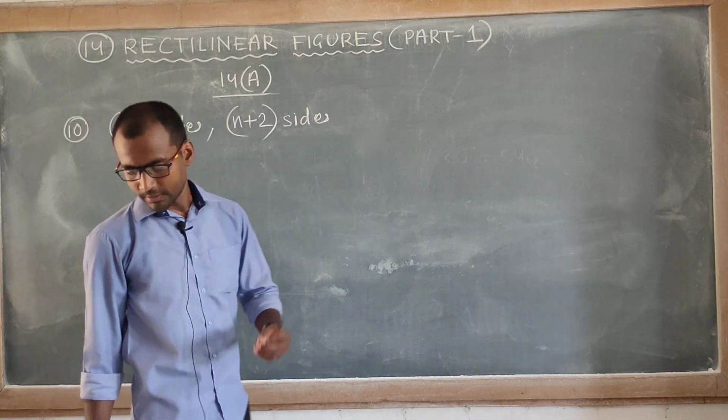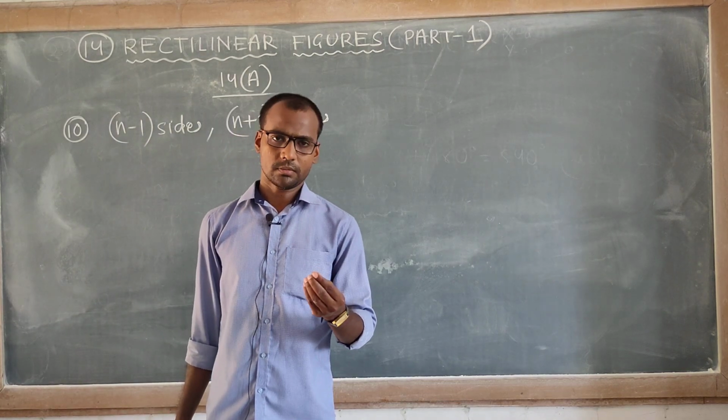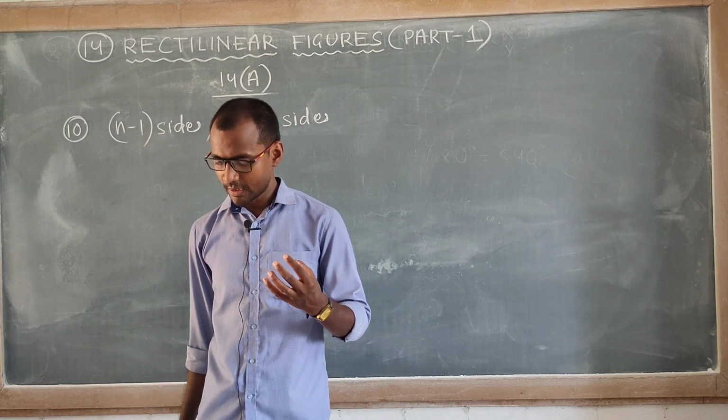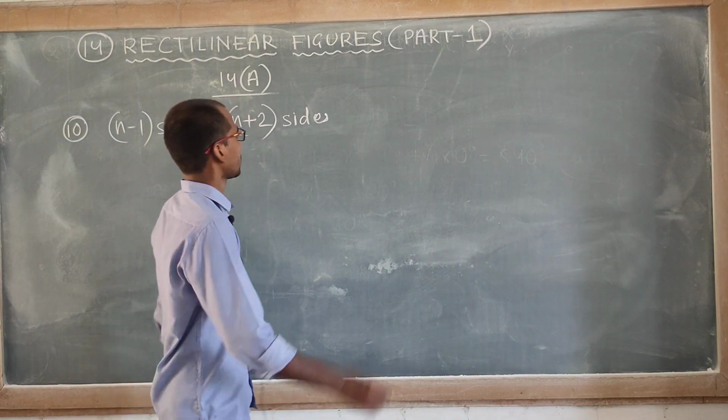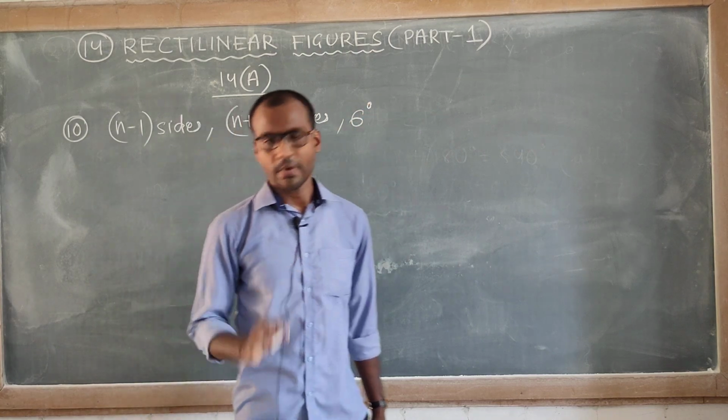Okay. And the difference between each exterior angle will be equal because it is a regular polygon. The difference between each exterior angle is 6 degrees. Find the value of n.